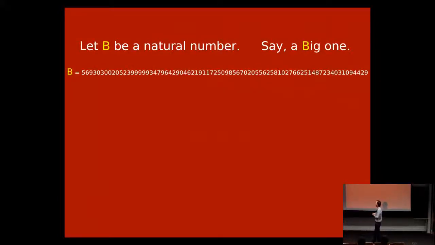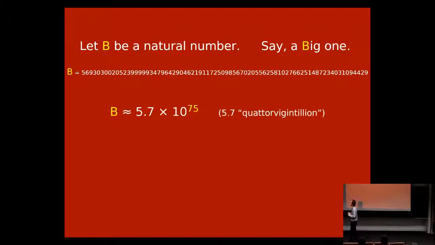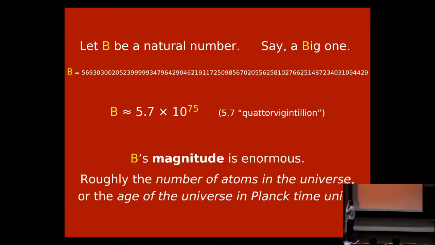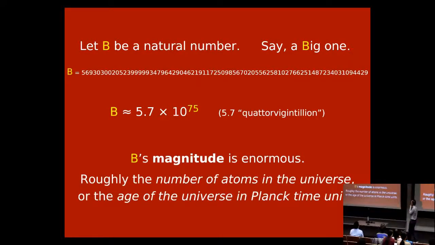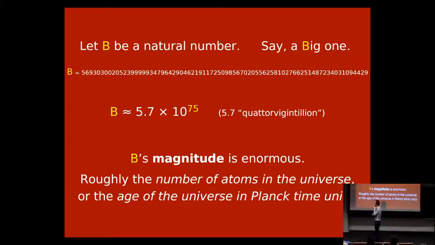So I'll take this number, which is actually, well, in some ways it's big, in some ways it's not that big. So this number is about 76 digits long. I looked up what this is, so I guess it's 5.7 quattuorvigintillion. So on one hand, it's a very big number. It's something like the number of atoms in the universe. Or it's also roughly, up to some factors of 10, like the age of the universe in Planck time units.